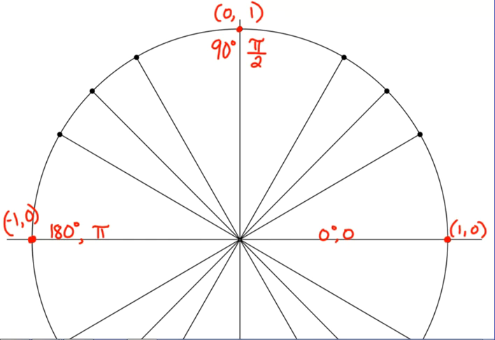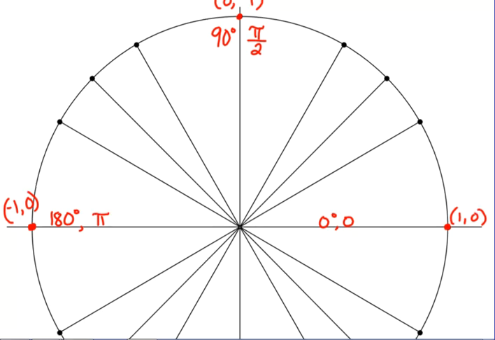All right, now let's go through and label the angles that are in each quadrant. All right, let's start with the very first angle. That very first angle right there is 30 degrees, or in radians, that's pi over 6.